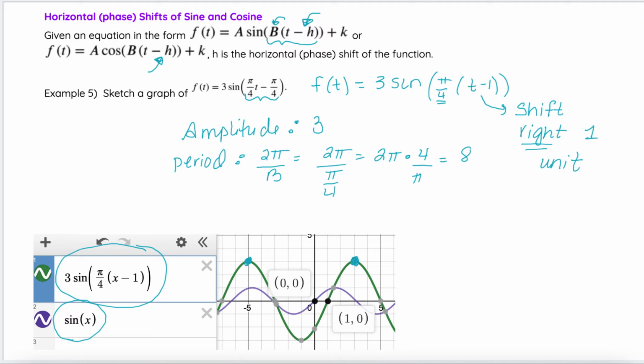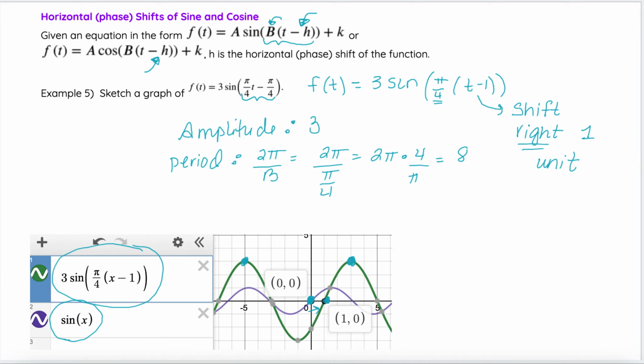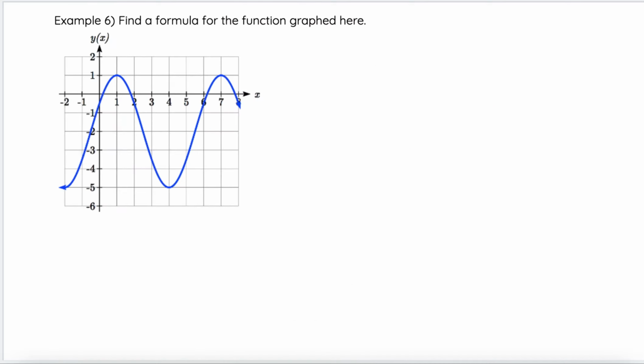But we can see the similarities and differences between these two. Whereas we would start here, notice that we're shifting to the right 1 unit to start our pattern 1 to the right. So it's just off-centered a little bit. So just to see similarities and differences. So let's see an example of putting this together when they give us a graph.